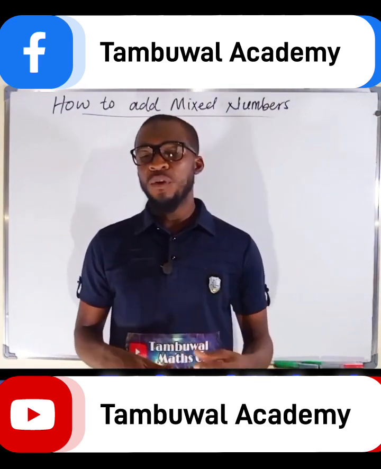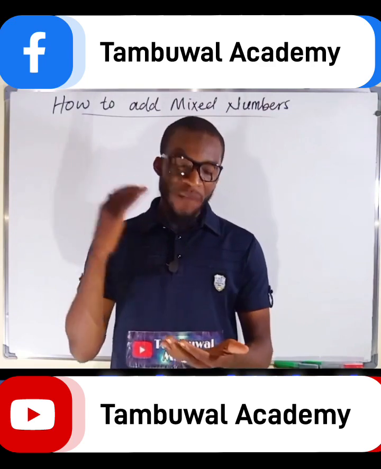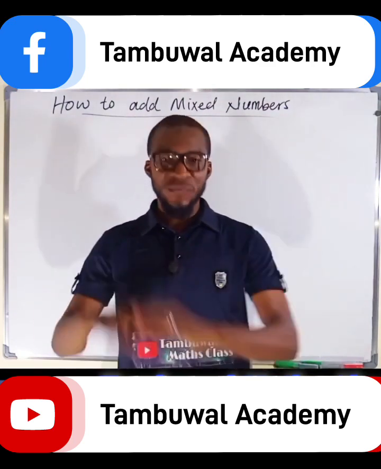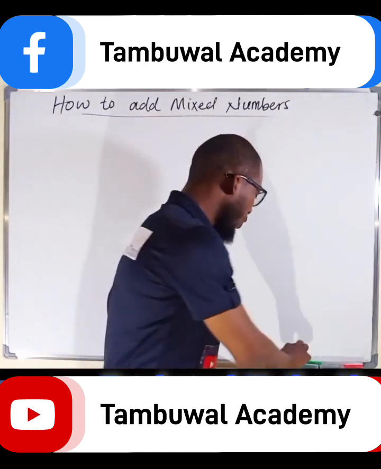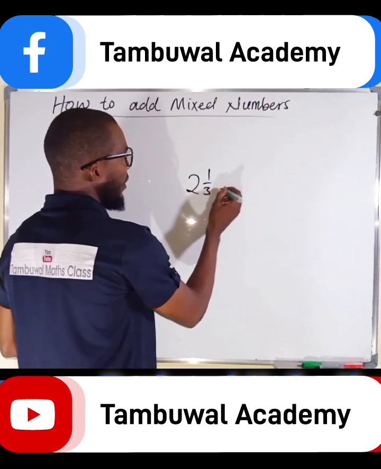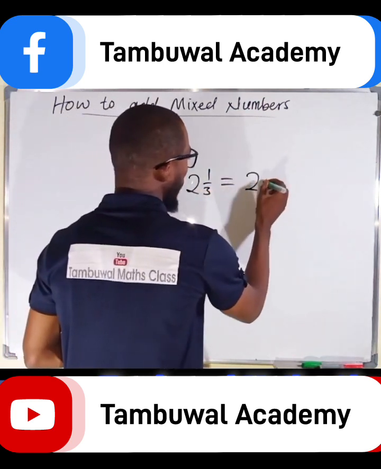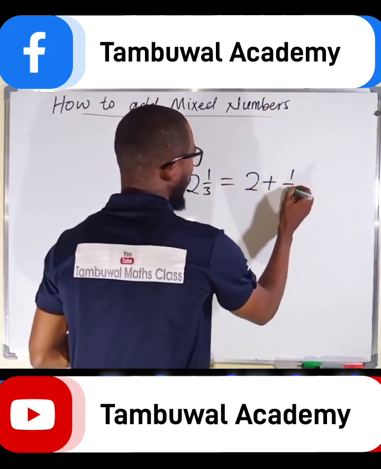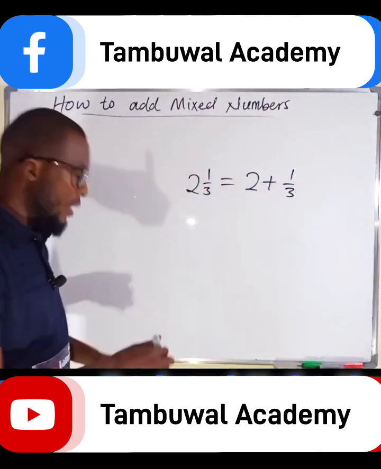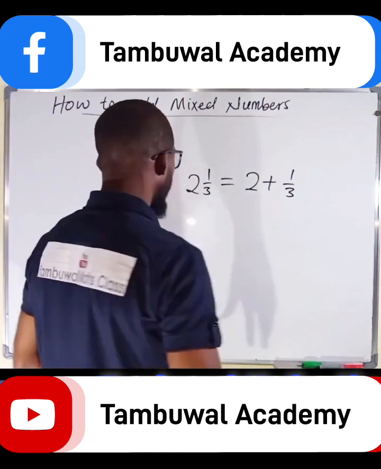But before we start, I want you to understand that every mixed number can be expressed as the sum of its whole number and its fraction. This is what I mean. So first we have 2 whole number 1 over 3 can be written as 2 plus 1 over 3. If you simplify this, you're going to obtain this back. So now let us add some mixed numbers together.